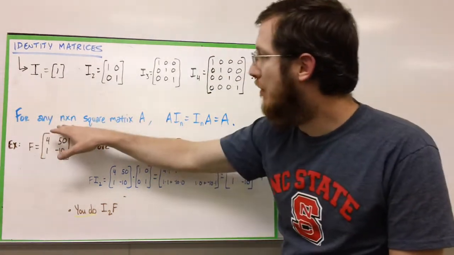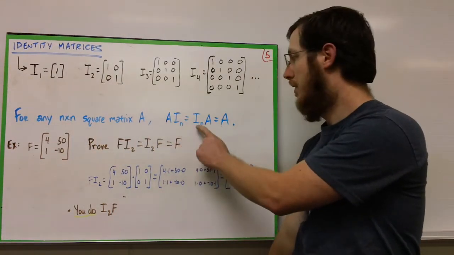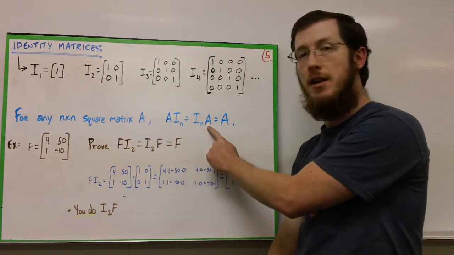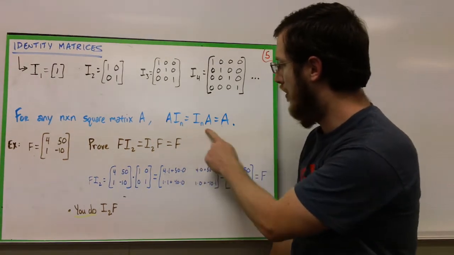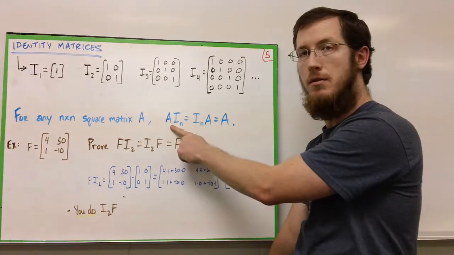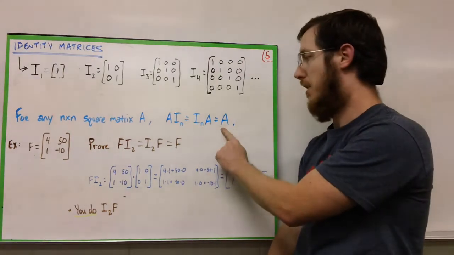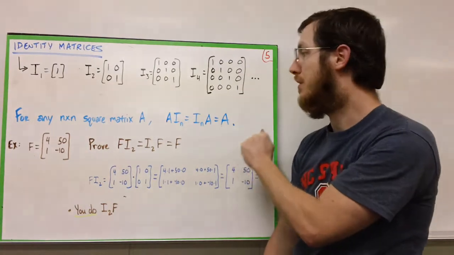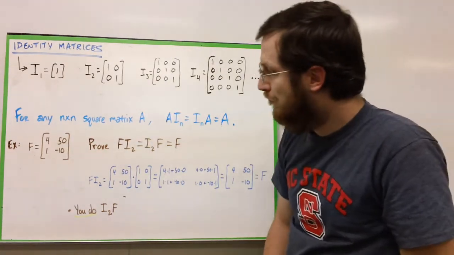For any n by n square matrix A, A times the identity matrix equals the identity matrix times A equals A. So the result of multiplying these two is A, and the result of multiplying them the other way is also A. The commutative property is not always true when we're multiplying matrices like it is with real numbers.